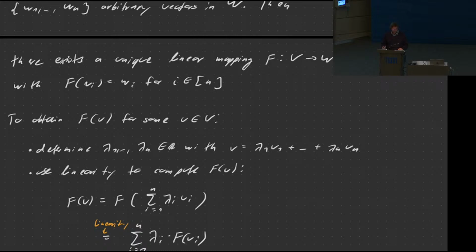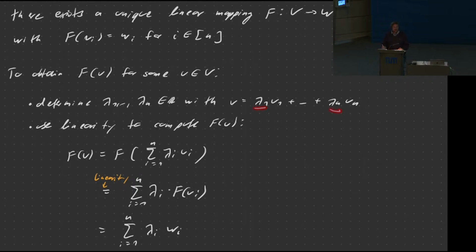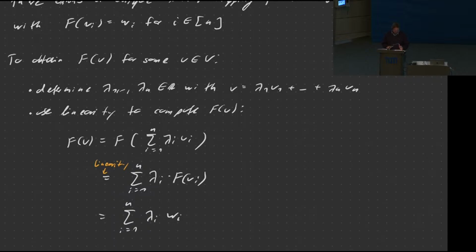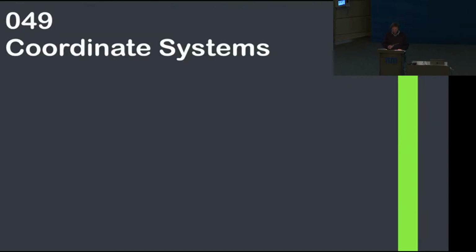And if you want to determine f of v, we use this precise procedure. We first determine the lambdas through solving that system of linear equations. That's the hard part. And then the easy part is this: we just plug those lambdas in and compute that, right? Okay, as I said, we'll see an example of that.